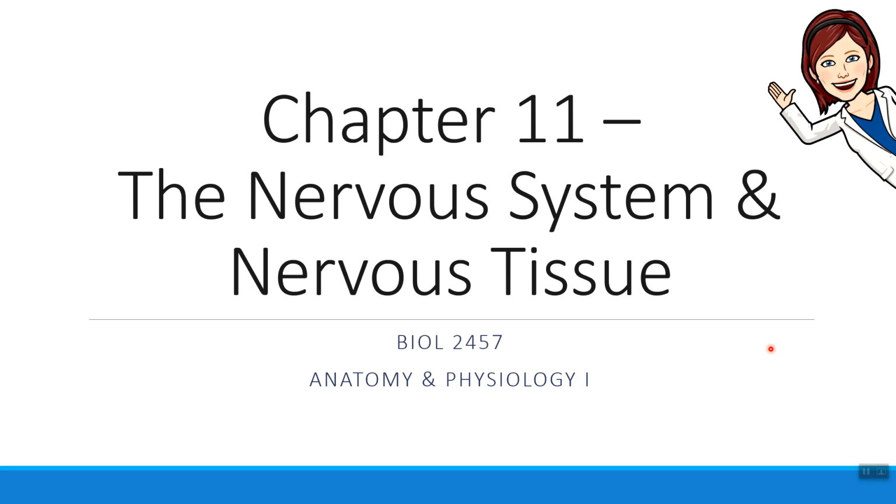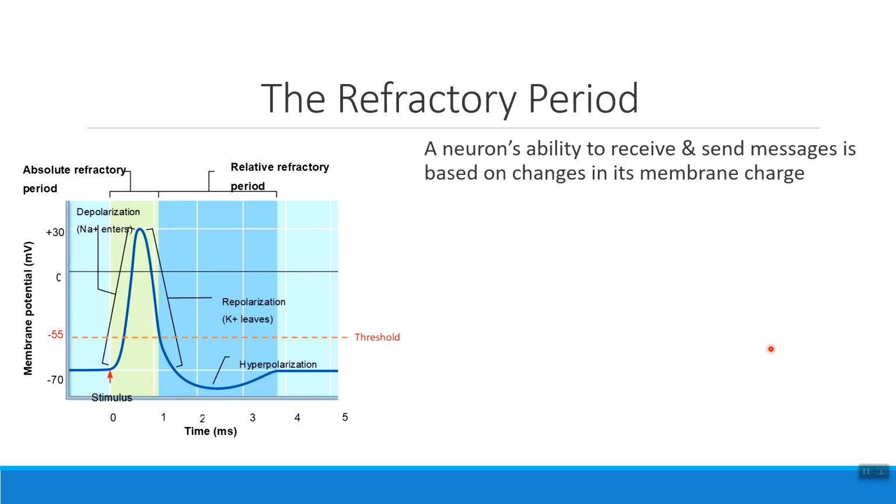In this short video, we're going to talk about what's called the refractory period on a neuron. This is a period of time where a neuron is not able to receive other messages, or at least not easily. When we look at the action potential graph that we've been exploring before, remember that the way that a neuron is able to send messages to its neighbor comes from the fact that it changes its membrane's charge.